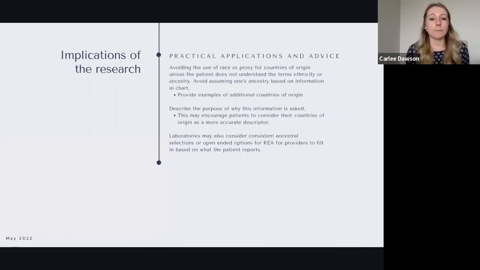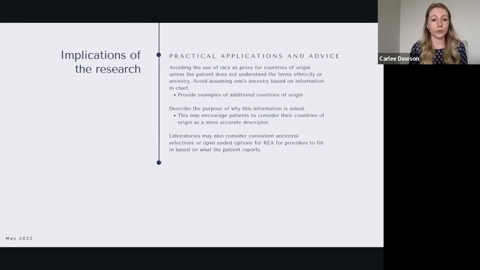Some of the implications: while there is still much research that needs to be completed to develop standardized guidelines, these data do propose a few recommendations for where the field may start. And this includes avoiding the use of race as proxy for countries of origin, unless the patient does not understand the terms ethnicity or ancestry, or even providing examples of additional countries of origin to help encourage thinking about those countries of origin rather than just providing the race, and to avoid assuming one's ancestry based on information in the chart. In addition, providers may consider describing the purpose of why this information is asked.